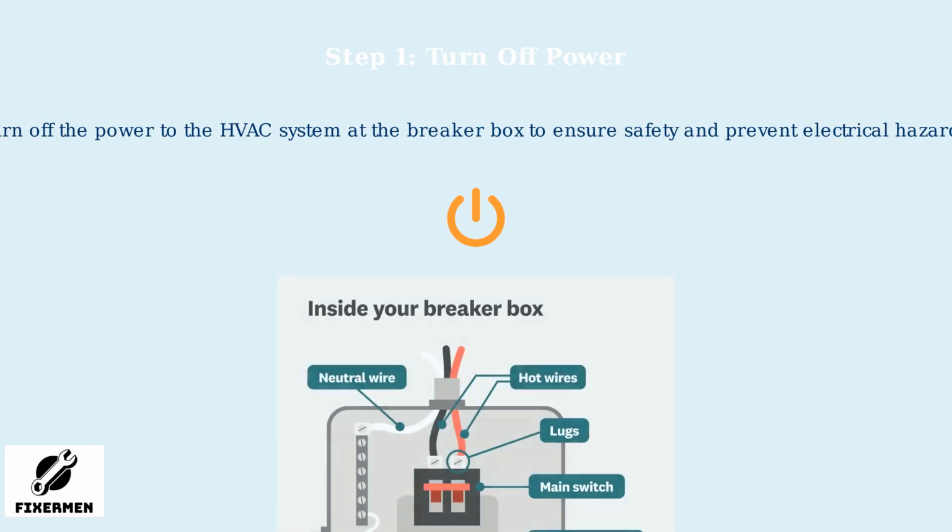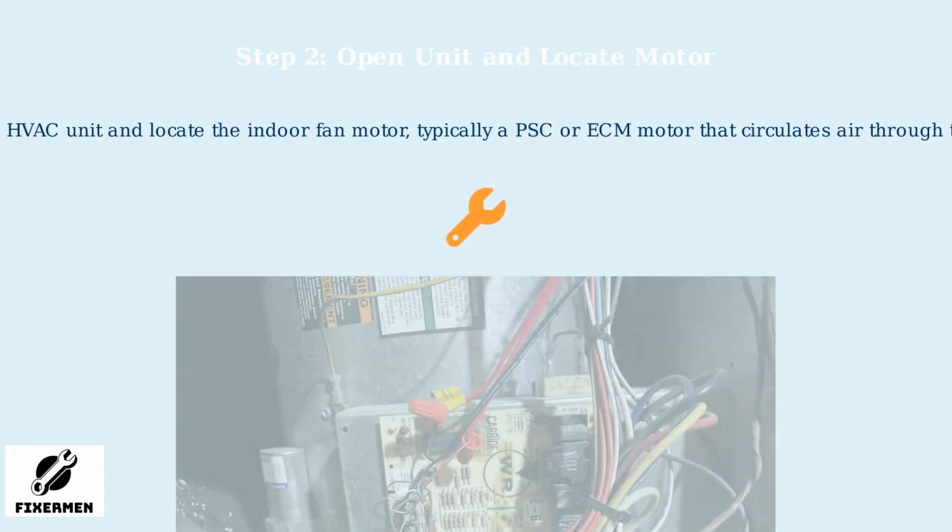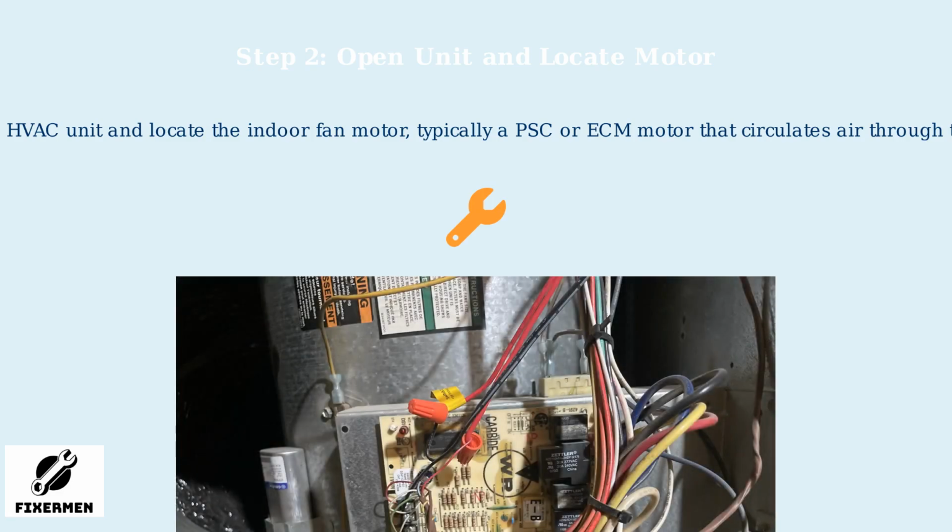Begin troubleshooting by turning off the power to the HVAC system at the breaker box. This is crucial for safety to prevent electrical shocks or short circuits during inspection. Next, open the HVAC unit by removing the access panel. Locate the indoor fan motor, which is usually mounted near the blower assembly and connected to the control board. Perform a visual inspection of the motor and all wiring connections. Look for signs of damage like burnt insulation, corrosion, or loose terminals that could cause the E6 fault.